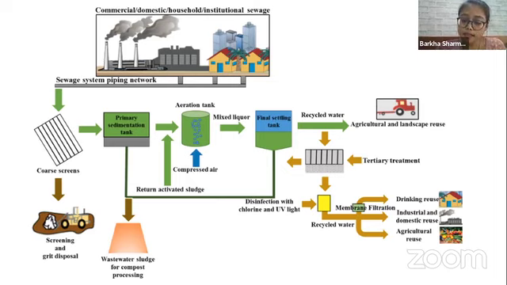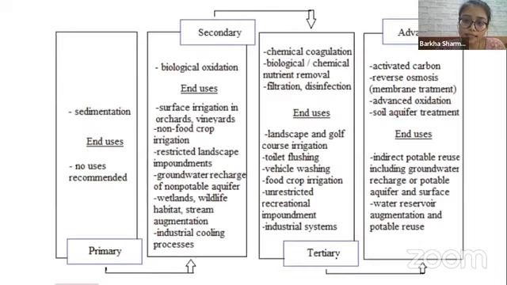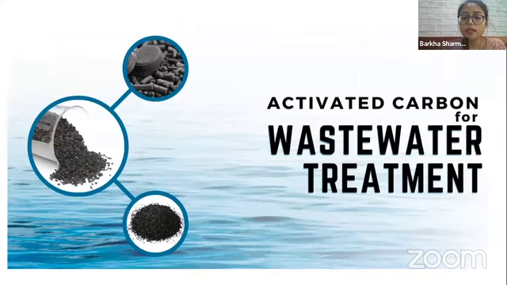Additionally, several advanced methods for treatment are there, which can be membrane bioreactors. They remove soluble organic matter, nutrients, and micropollutants. From the point of view of agricultural irrigation, advanced treatment methods are not required. Here it is activated carbon for wastewater treatment. Activated carbon absorbs almost all the impurities present in the wastewater.